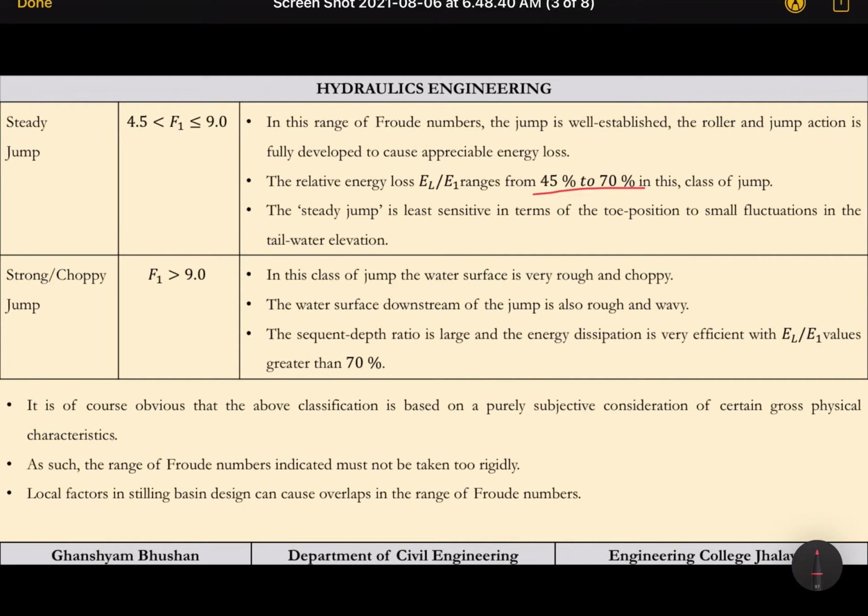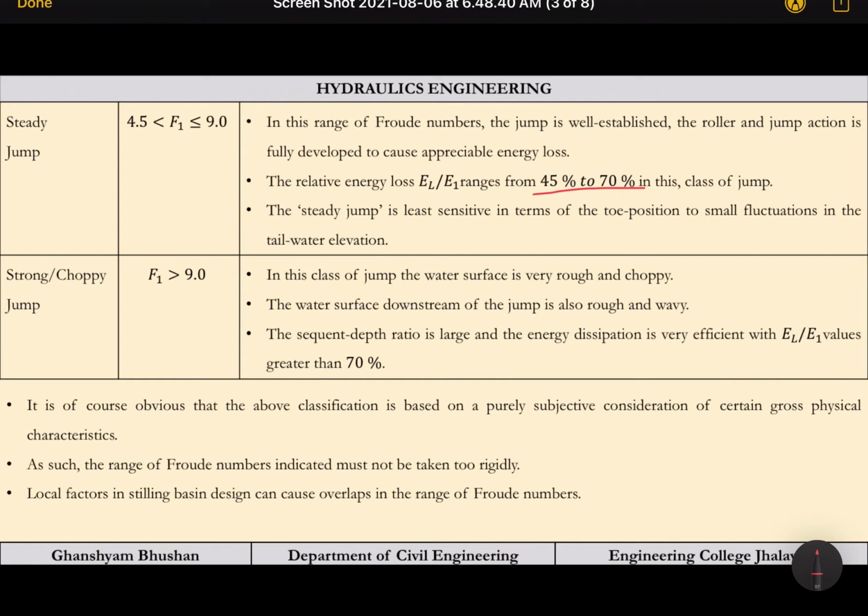The last one is the strong or choppy jump. When the Froude number is greater than 9, the resulting jump will be termed as strong or choppy jump. In this class of jump, the water surface is very rough and choppy. The water surface downstream of the jump is also rough and wavy, the sequent depth ratio is large, and energy dissipation will be greater than 70%.